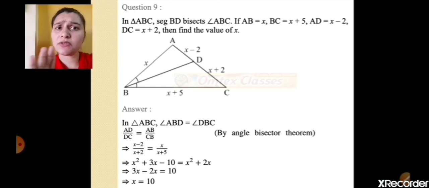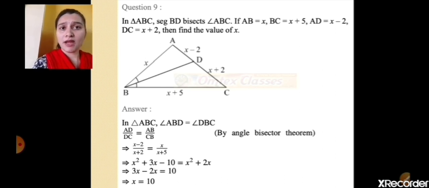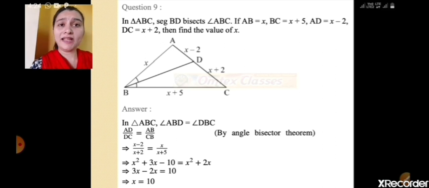This is common which you are solving till yet. When I am writing the values, you can see x minus 2 upon x plus 2 equal to x upon x plus 5. Now cross multiply it. Keep one bracket open and one bracket closed. So you will get x minus 2 multiplied by x plus 5 is equal to x into x plus 2. So when I am multiplying, my left hand side will be x square plus 3x minus 10 equal to x square plus 2x.